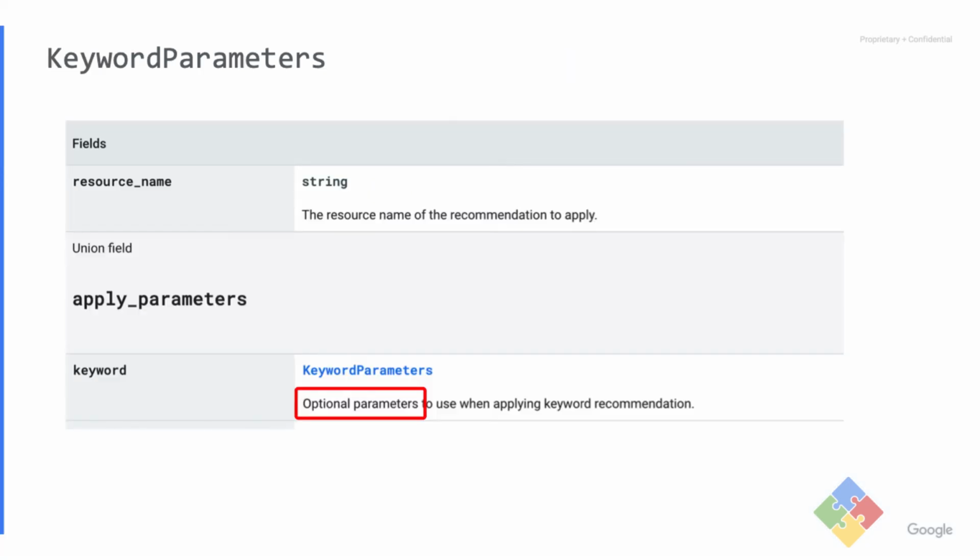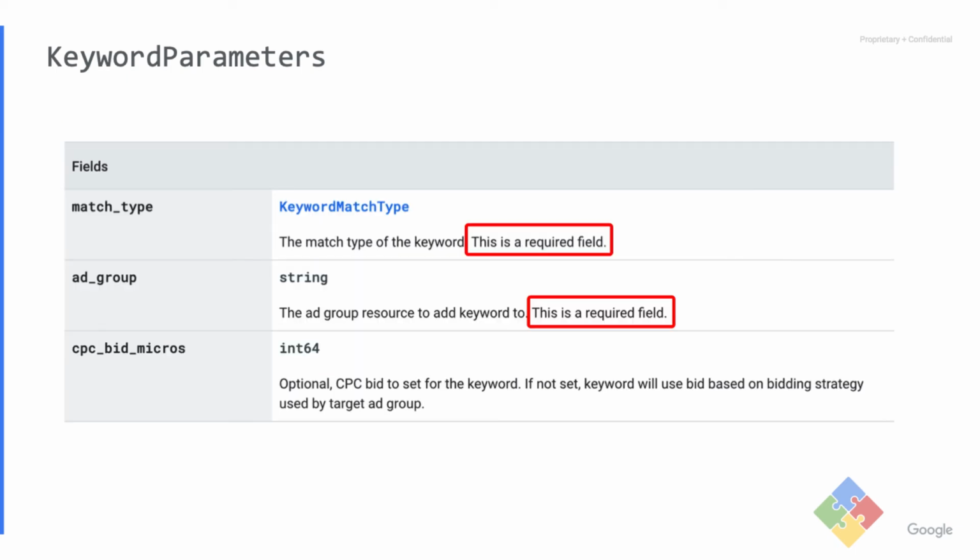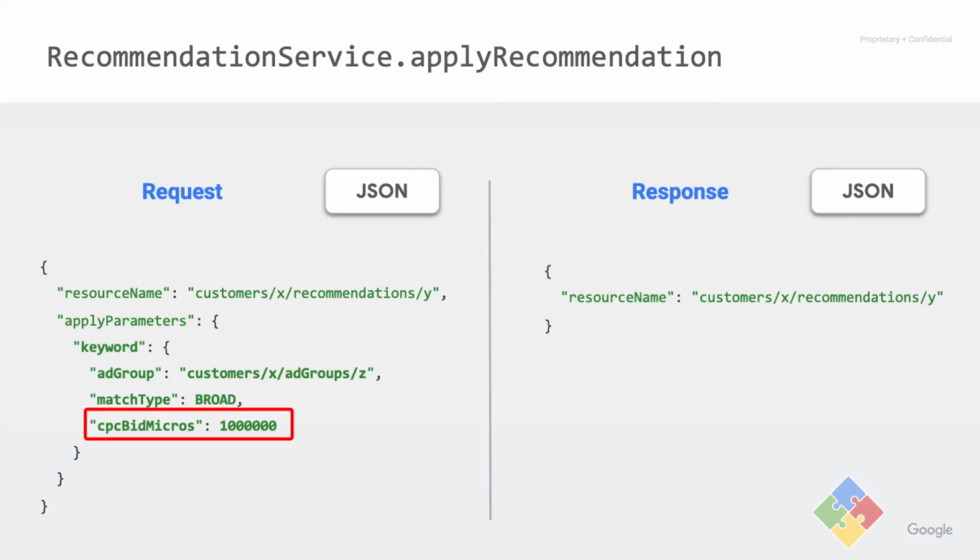The use of apply parameters may be required depending on the recommendation type and the situation. In our example, setting keyword parameters is optional, but when it is set, both the match type and the AdGroup are required. This is why we had to set both the AdGroup and the match type parameters in the previous example, even though the only one we wanted to customize was the CPC bid amount.